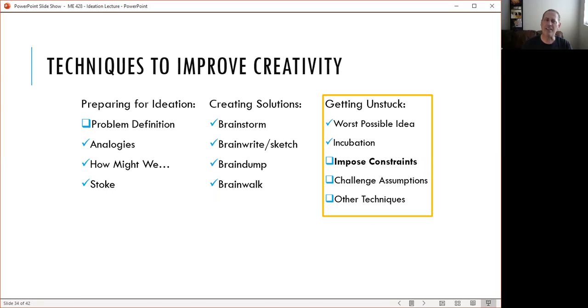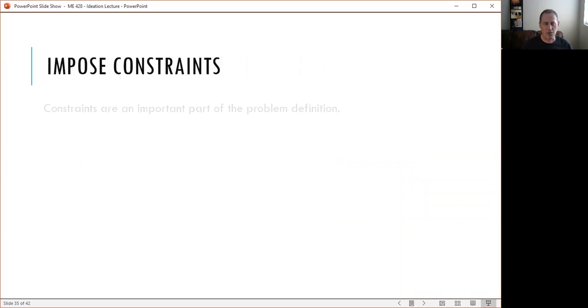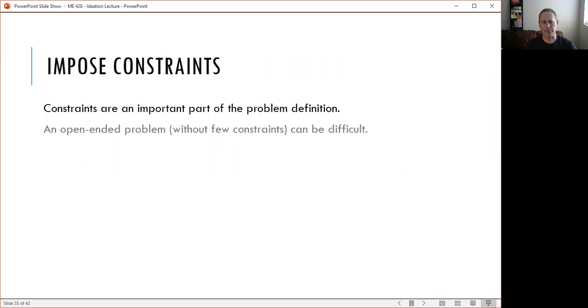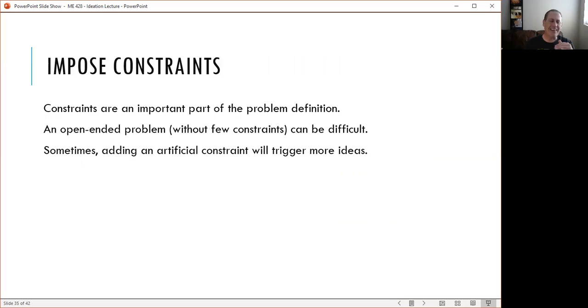Imposing constraints is another way. I mentioned giving yourself a new how might we. Impose constraints and challenge assumptions are both variants of that, redefining the problem to give yourself a different scope that maybe will trigger new ideas. Impose constraints is about artificially adding to your problem statement, because sometimes the problem statement is too open-ended and we get stymied by that breadth of opportunity. So narrow your focus into an area. It's counterintuitive, but artificially constraining the design space can often give you more ideas.